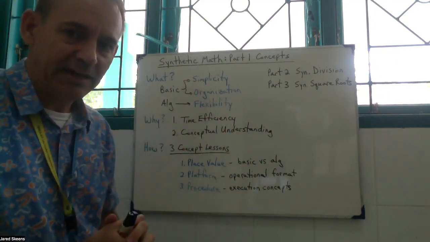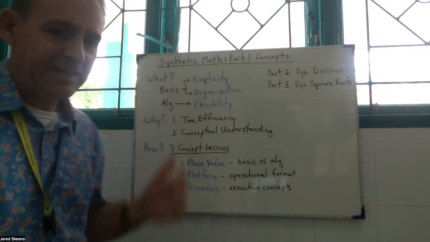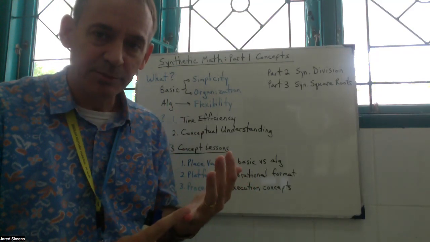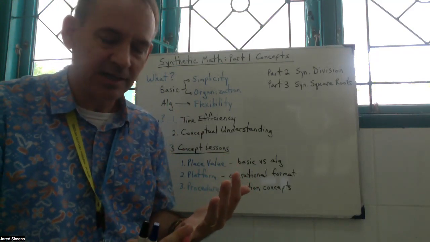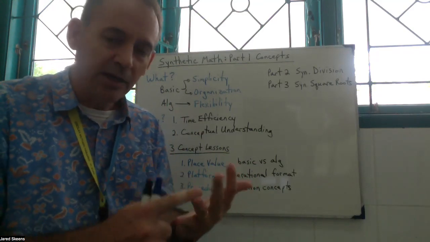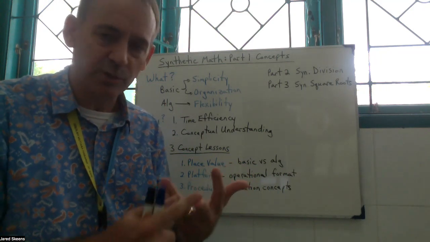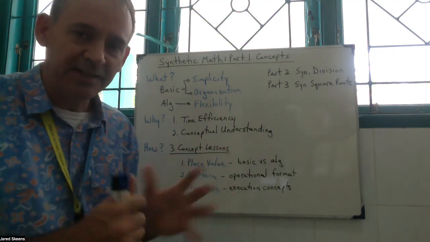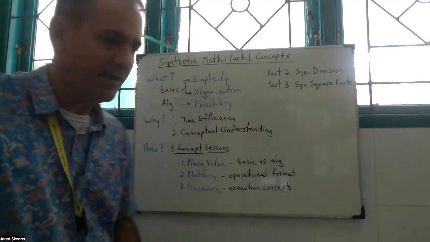So that part we take from basic math, but we keep the algebraic flexibility, meaning we're allowed double digits or multi-digits for a particular place value. We're allowed negative digits. We're allowed fractions. So when you take the best of both worlds, that's basically what you get with synthetic math.